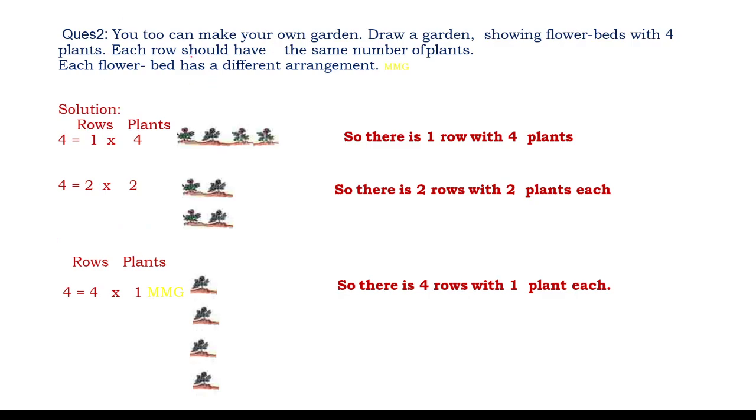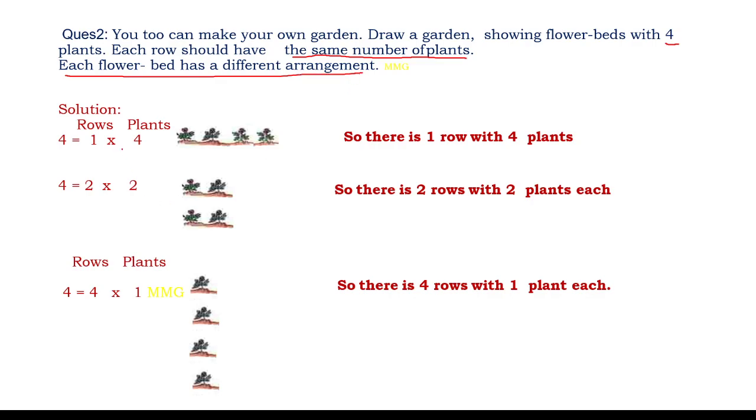Same like that, here you too can make your own garden. Draw a garden showing flower beds with 4 plants. How many plants? 4 plants. Each row should have the same number of plants. Very important point, same number of plants. सभी rows में same number of plants होना चाहिए. Each flower bed has a different arrangement.